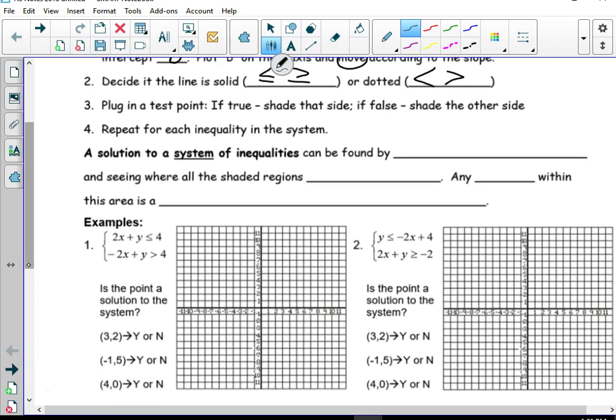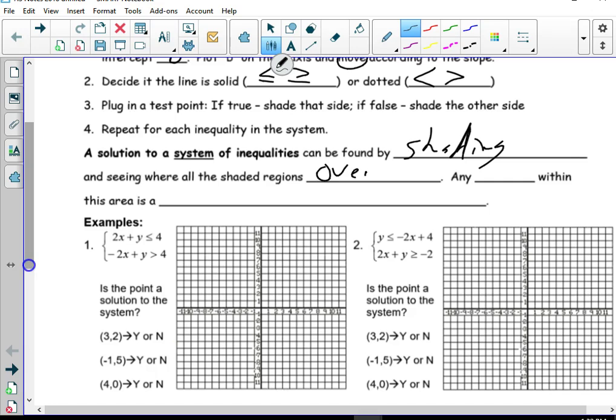We just shaded lines a moment ago, we shaded equations. We just talked about inequalities. Now we're going to do two inequalities. So we're not going to look for an intersecting point, we're going to be looking for an intersecting region. A solution to a system of inequalities can be found by shading and seeing where all the shaded regions overlap.